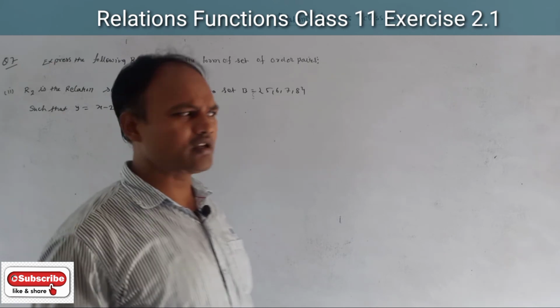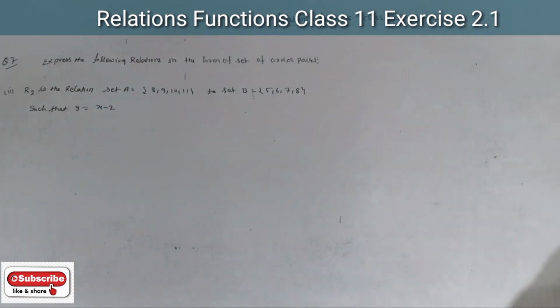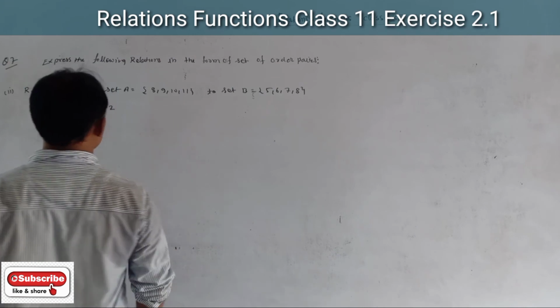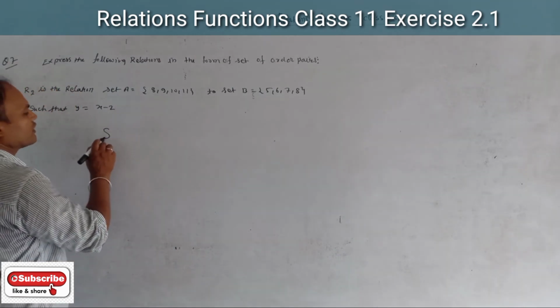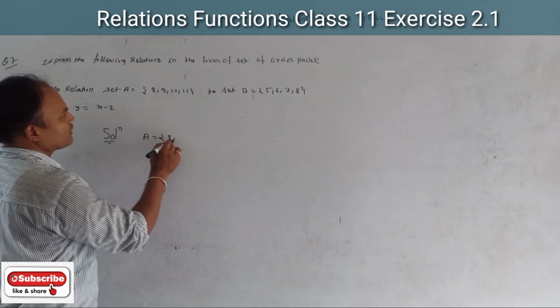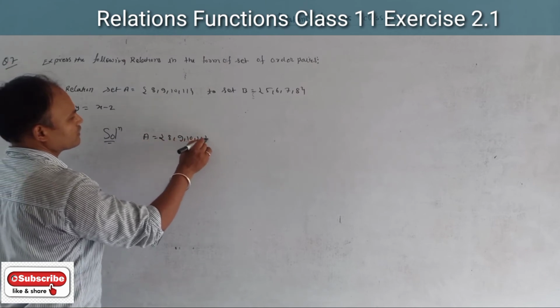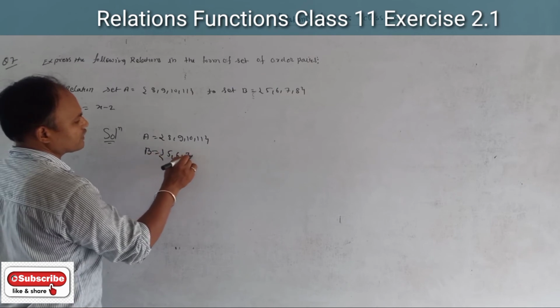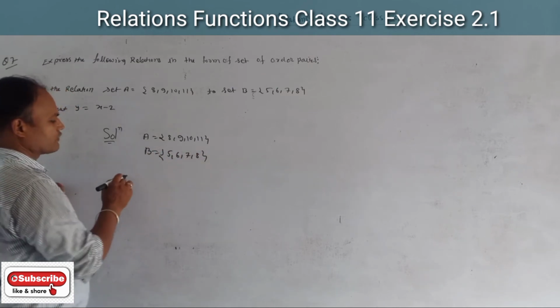What about the meaning of this? When we are saying y is equal to x minus 2, it means y is less than x by 2. So just write here the solution. A is 8, 9, 10, 11, B equal 5, 6, 7, 8. Just write R.